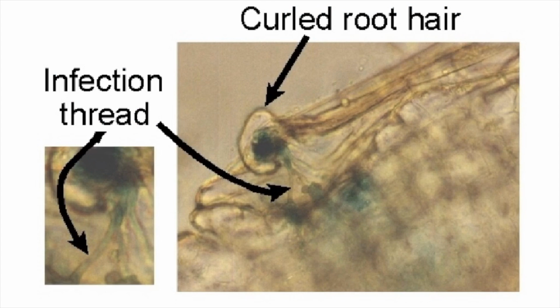This is what an actual infected root hair looks like. You can clearly see the infection thread and bacteria dyed blue, and see how the infection thread leads from the curled root hair into the cortex. This is also a good example of how the infection thread branches off to infect more cells in the cortex.